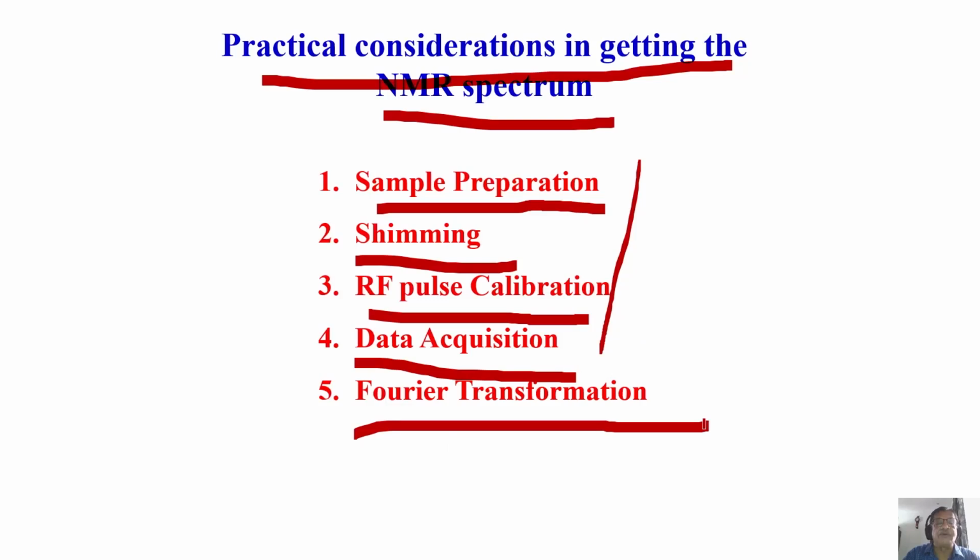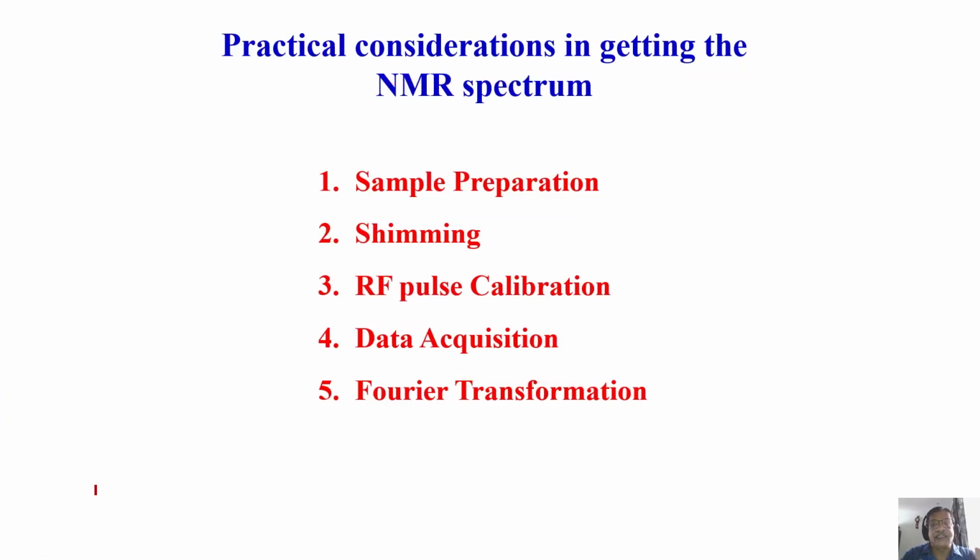And of course, we have to do Fourier transformation of the data. So we should know how to go ahead in doing these things. These are all essential, practical, important points we should know in acquiring the spectrum. I'm talking about the one-dimensional spectrum today. We are not discussing two-dimensional spectra yet. These are all the considerations for acquisition of one-dimensional spectra.